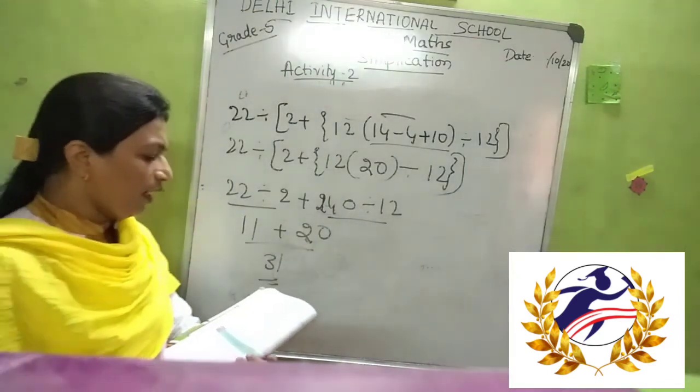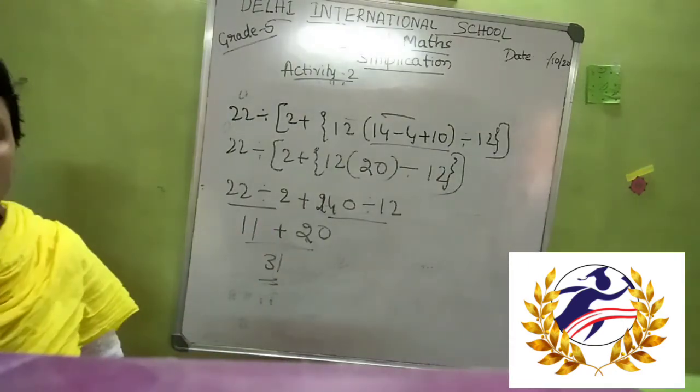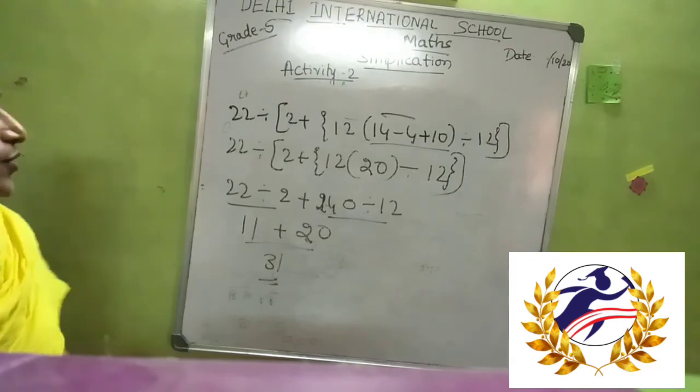So this is all about the problems in the simplification chapter. Okay. So the remaining problems you need to solve all.